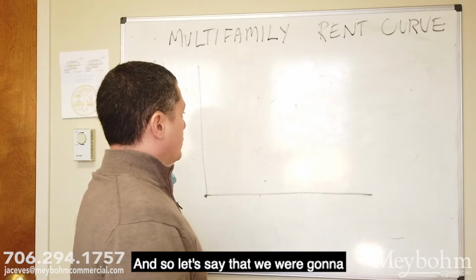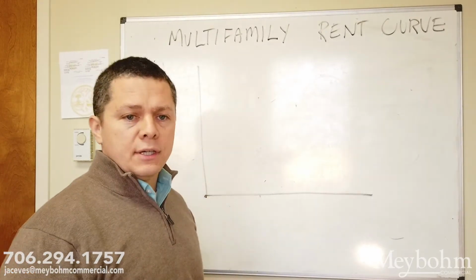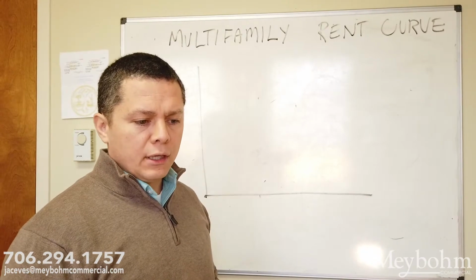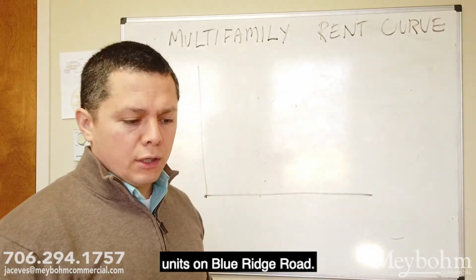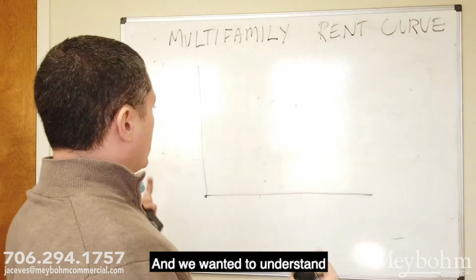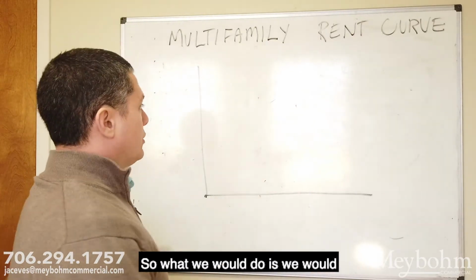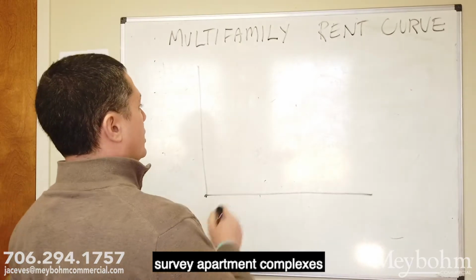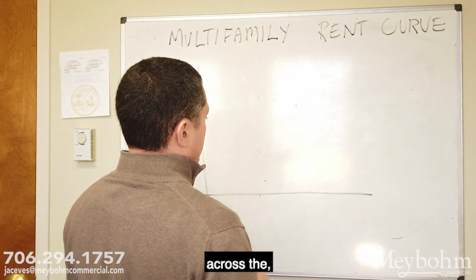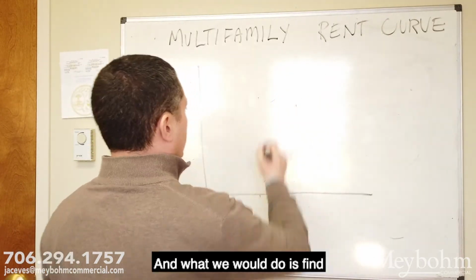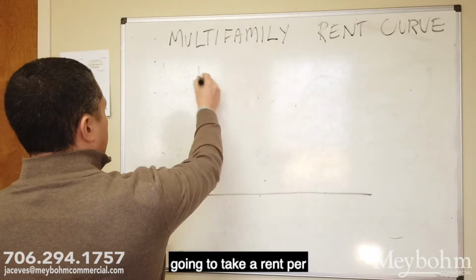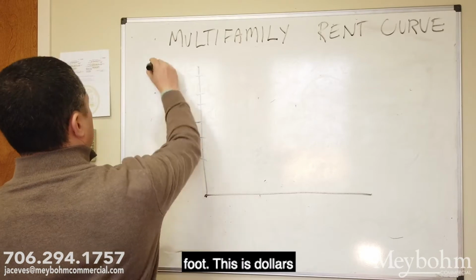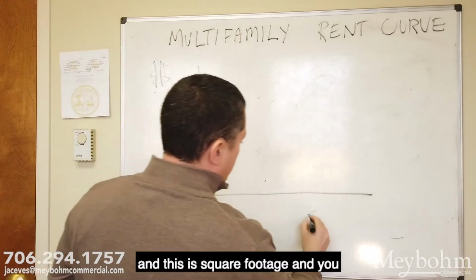Let's say that we were going to study an apartment complex in Columbia County, let's say Blue Ridge Commons, 54 units on Blue Ridge Road. And we wanted to understand what the rental market looks like. So what we would do is survey apartment complexes in the surrounding area, and we're going to take rent per foot. This is dollars, and this is square footage.